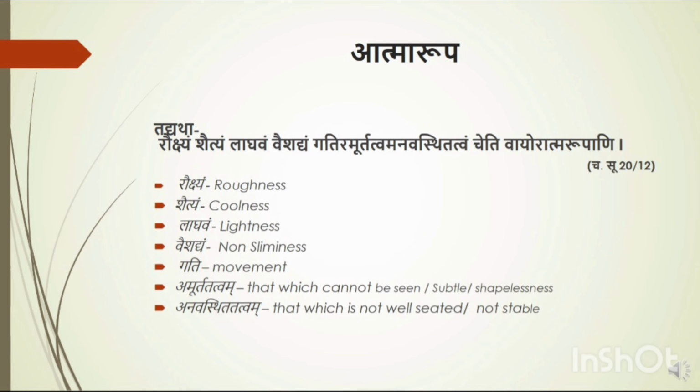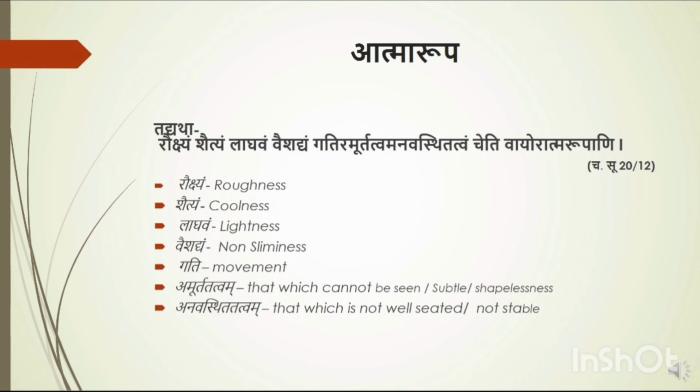So the Atma Rupas of Vata include Rauksham, Shaityam, Lagavam, Vaishadhyam, Gadi. As we have already discussed these gunas in the previous slide, let's concentrate on the other 2, Amurtatvam and Anavastithatvam. Amurtatvam means that which cannot be seen, or that which does not have any shape. It can be understood in this way. The next one is Anavastithatvam. From the word itself, it's very clear. It is not stable, that which is not well seated.